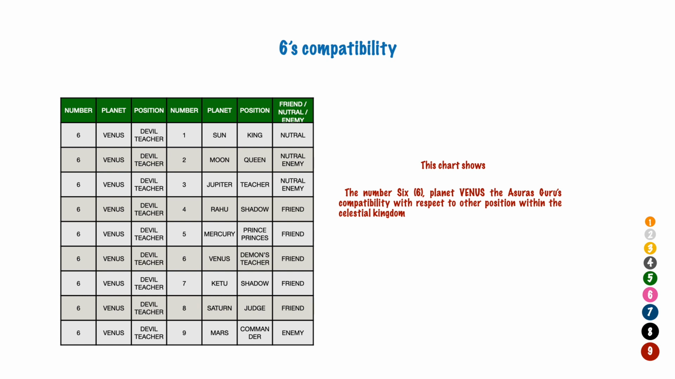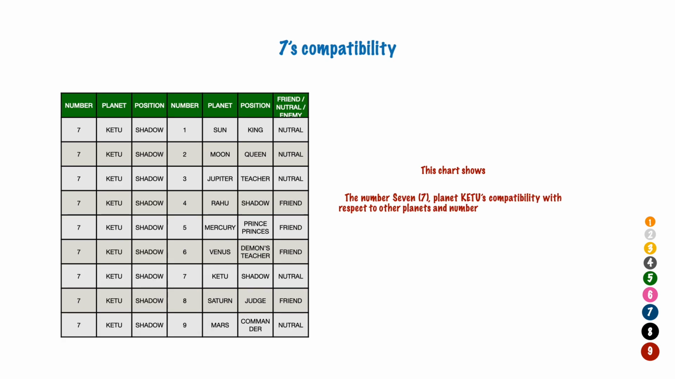Number 6 Venus with number 6, they are also friend. Number 6 with number 7, they are friend. So-called devil's teacher with judge, they could be friend or enemy. Number 9, Mars, commander in chief, they could be enemy. Number 7's compatibility, detailed analysis.